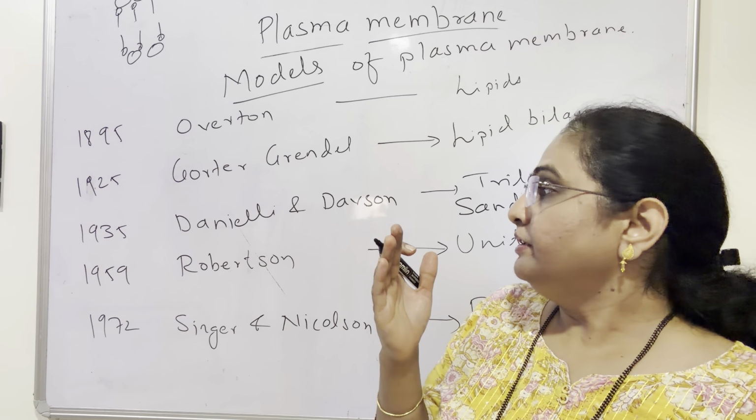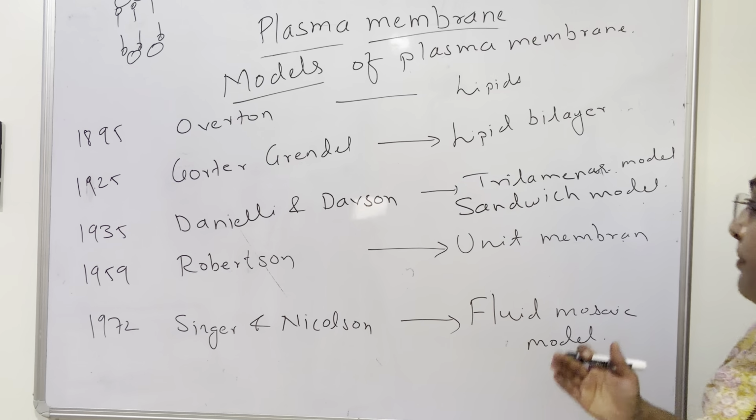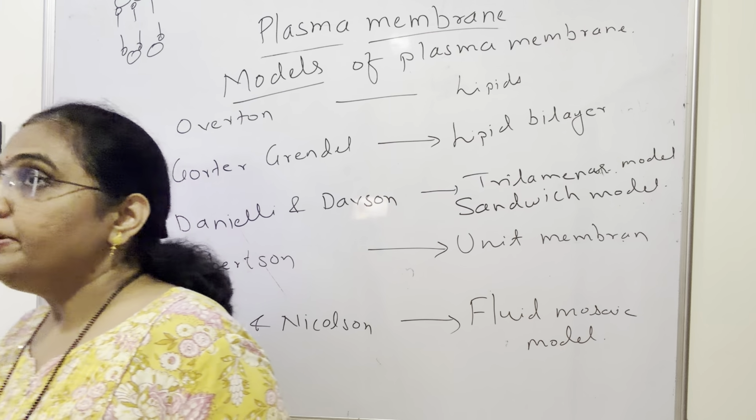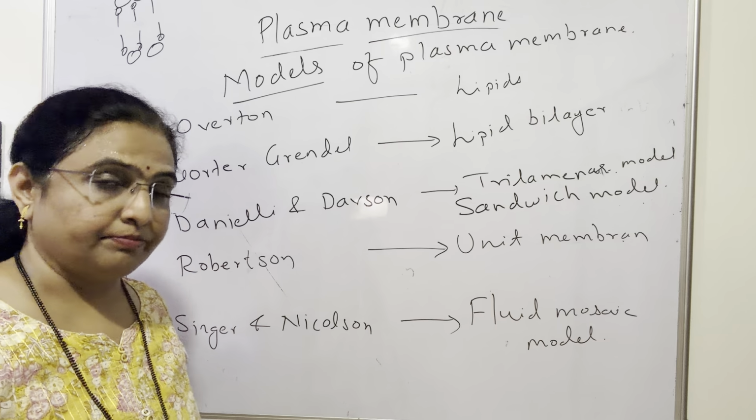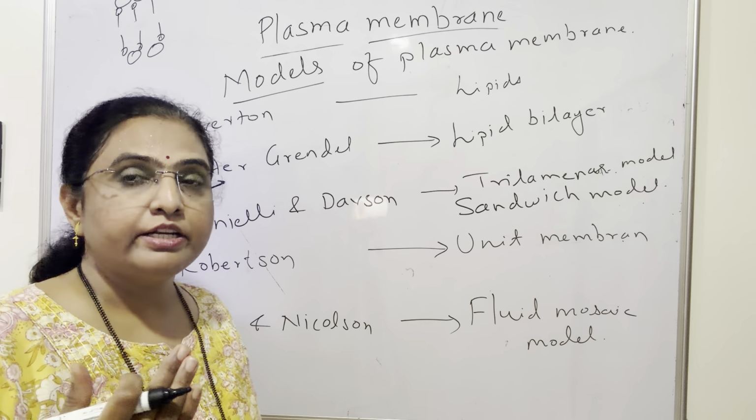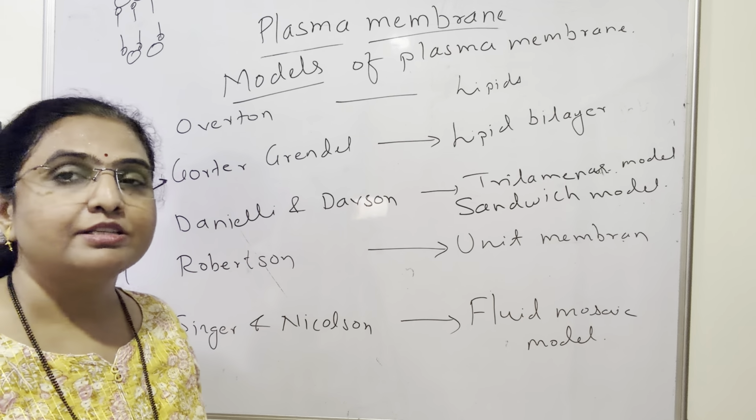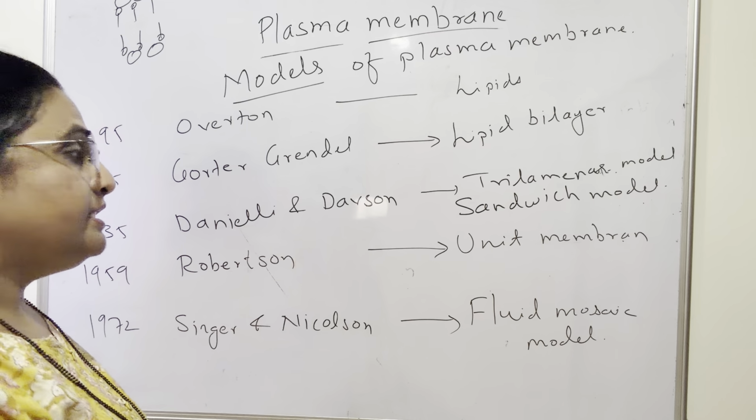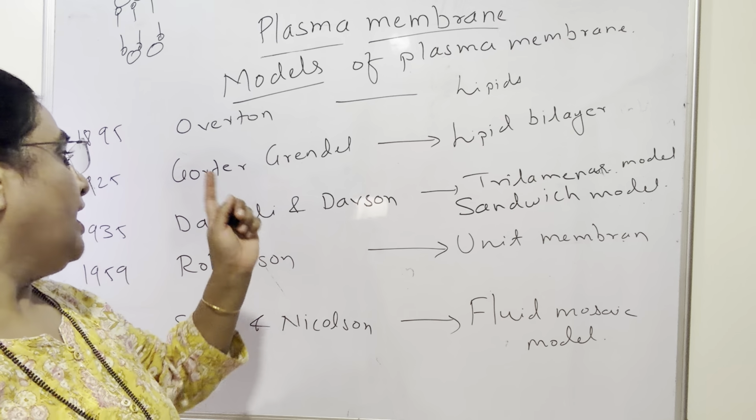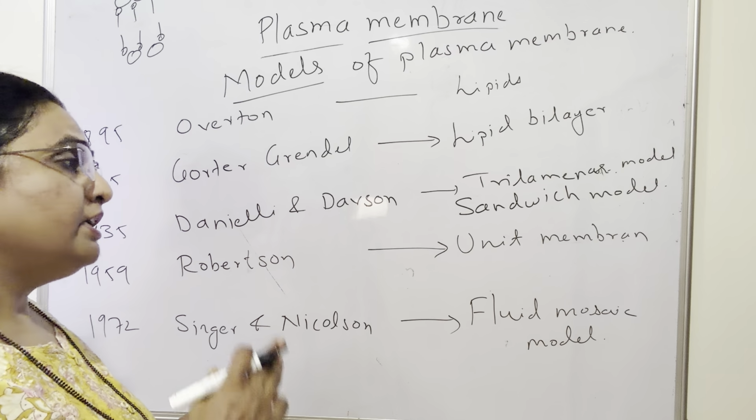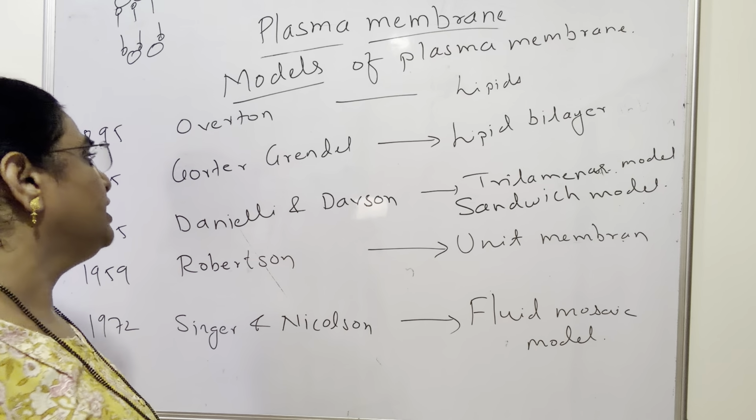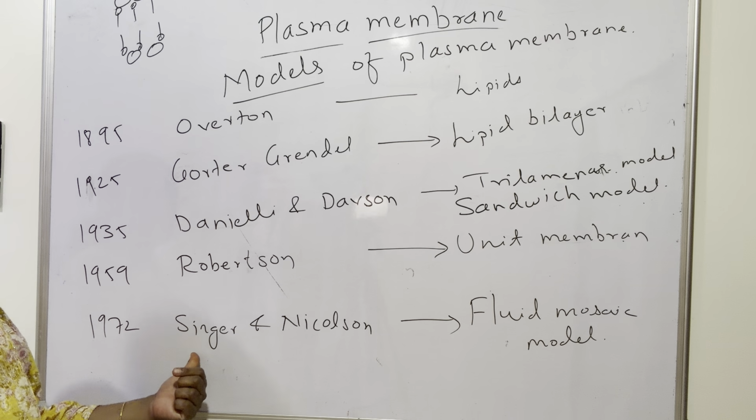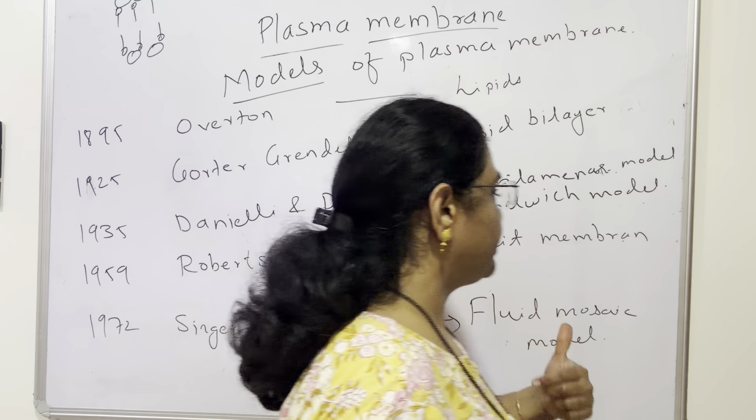Here he proposed that the membrane is a unit membrane, that is, the membranes are similar in each and every cell. The lipid bilayer is not present in a single type of cell, but over each and every type of cell, so it is a unit membrane. By suggesting the unit membrane, he also supported the model given by Danielli and Davson. The last one is Singer and Nicolson, who gave the fluid mosaic model.